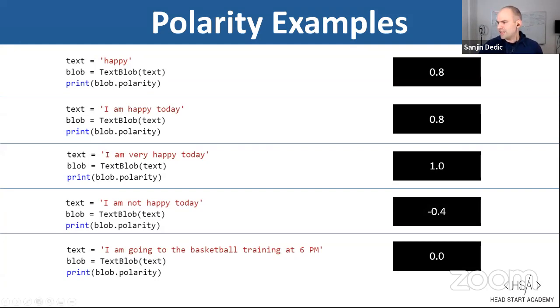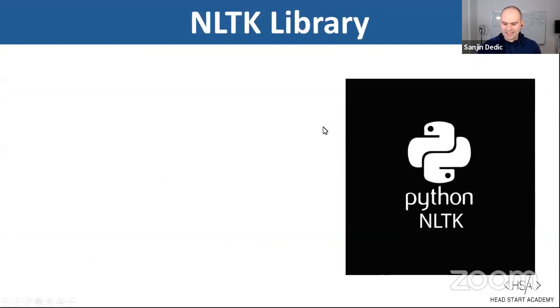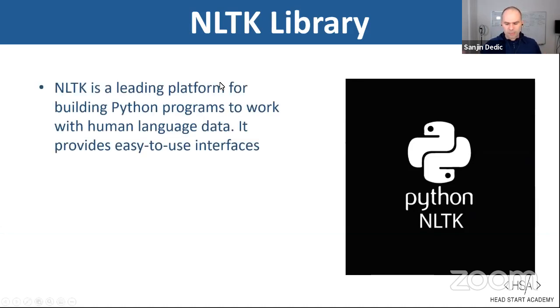If you have text that does not have any emotion in it, you're going to get a polarity score of 0. Next up, we're going to look at the NLTK library, which is basically the number one place where you do natural language processing for Python.